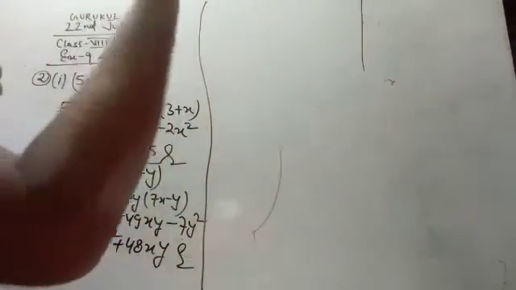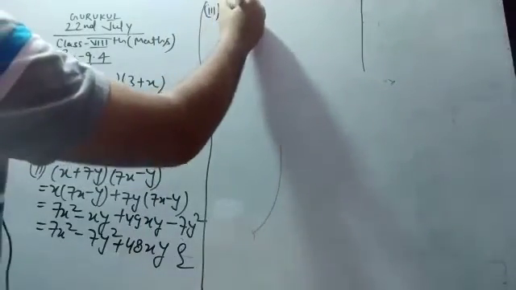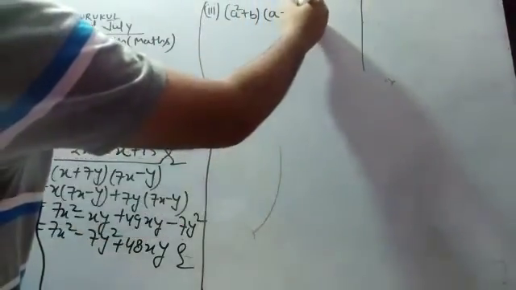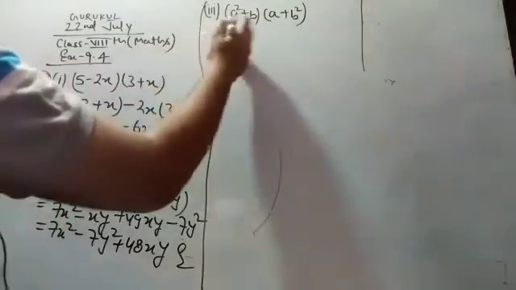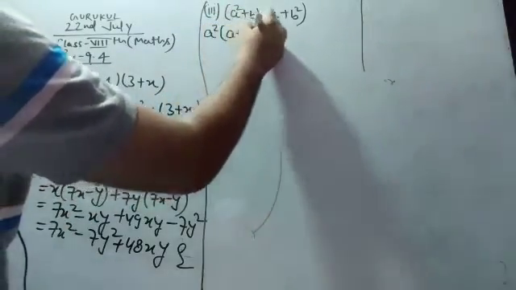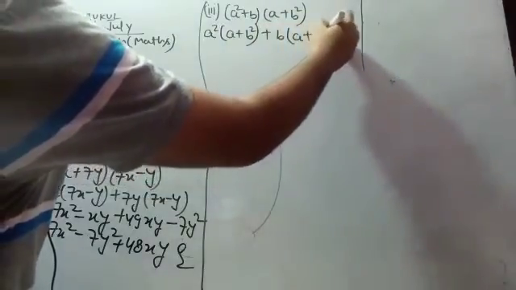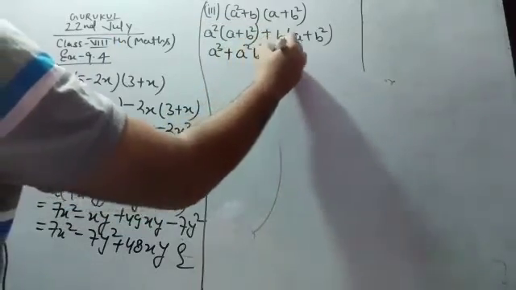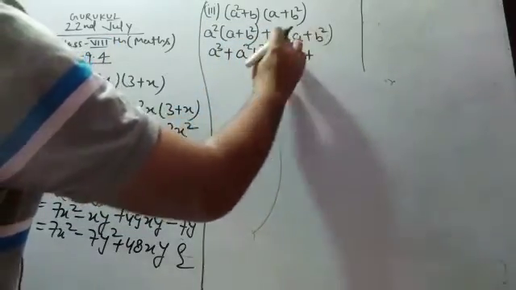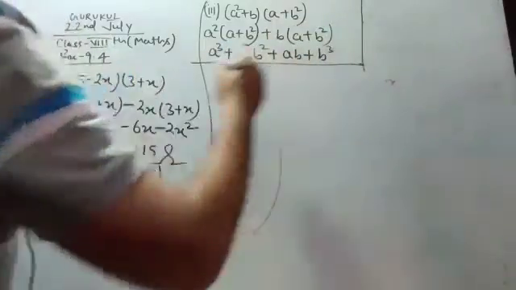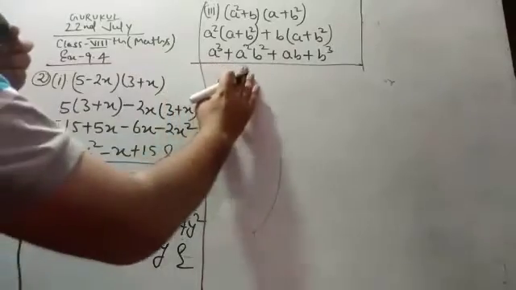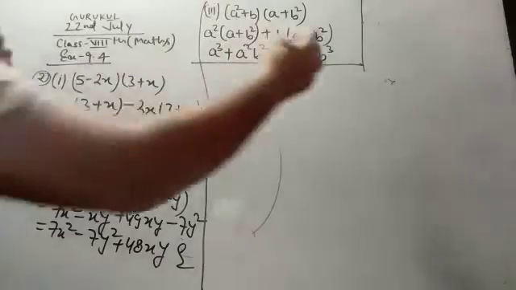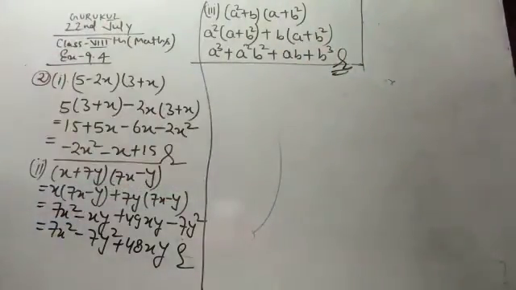Now students, third part of this question: (a square plus b)(a plus b square). Firstly a square will be multiplied to a plus b square, then plus b will be multiplied to a plus b square. A square into a, a cube, a square into b square, a square b square. B into a, this will be ab, b into b square, this will be b cube. Any term which you find is similar to another one, means any like terms. There are no like terms, so we cannot solve this further. That's going to be the answer.